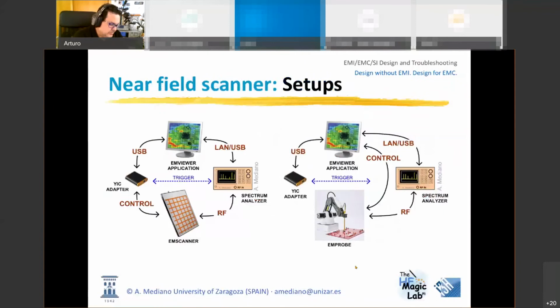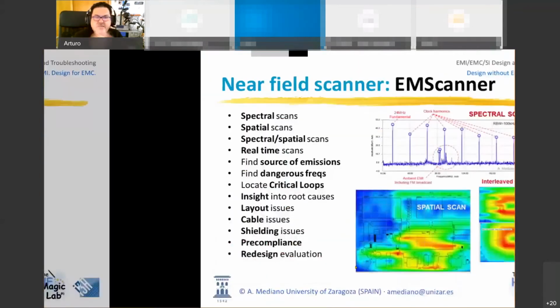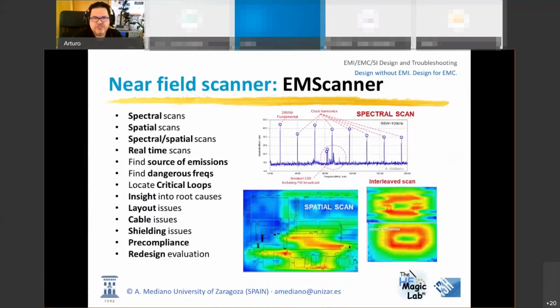Okay, so you connect the scanner. This is what I have in my laboratory. The scanner is connected to my spectrum analyzer, and the spectrum analyzer and the scanner are connected to the computer, where I have the software that is called EM Viewer. Okay, so let's see what you will be able to do. This is what I am going to do.